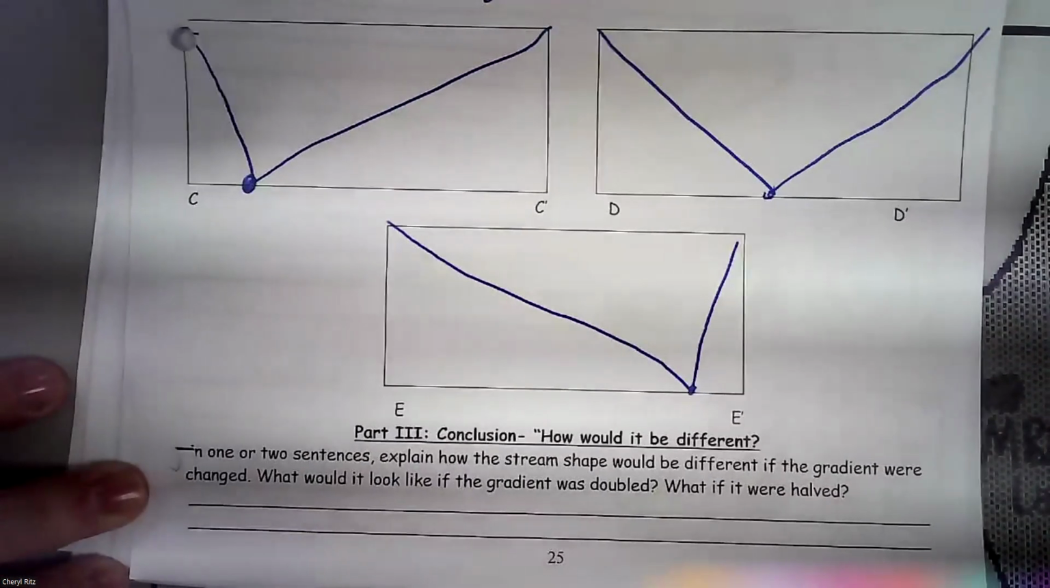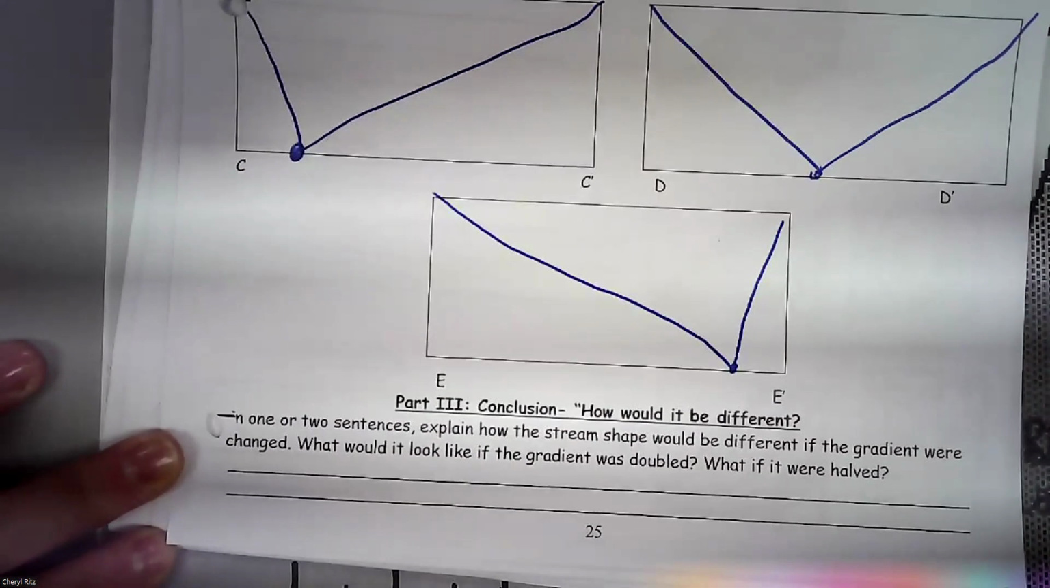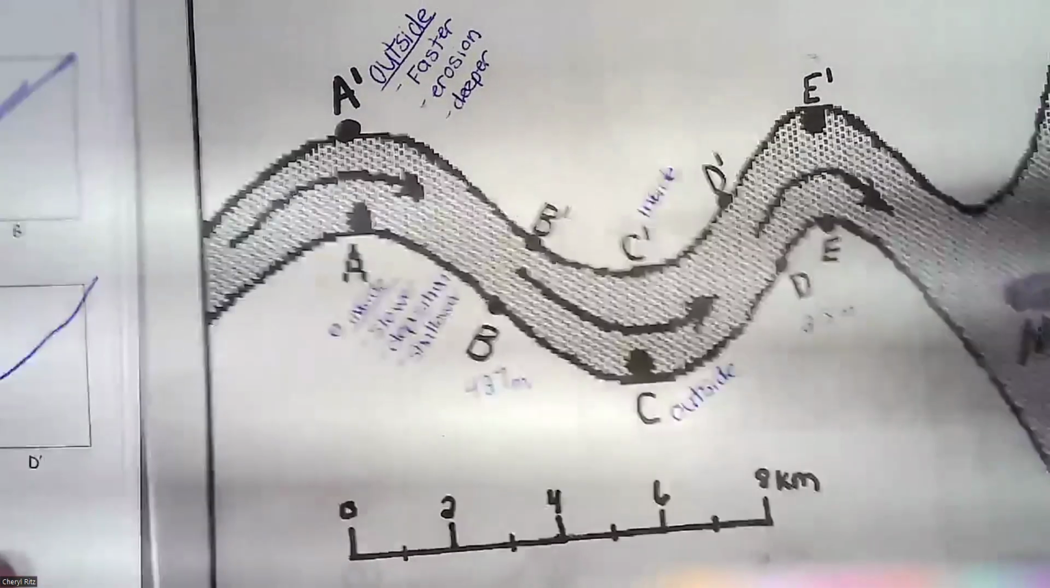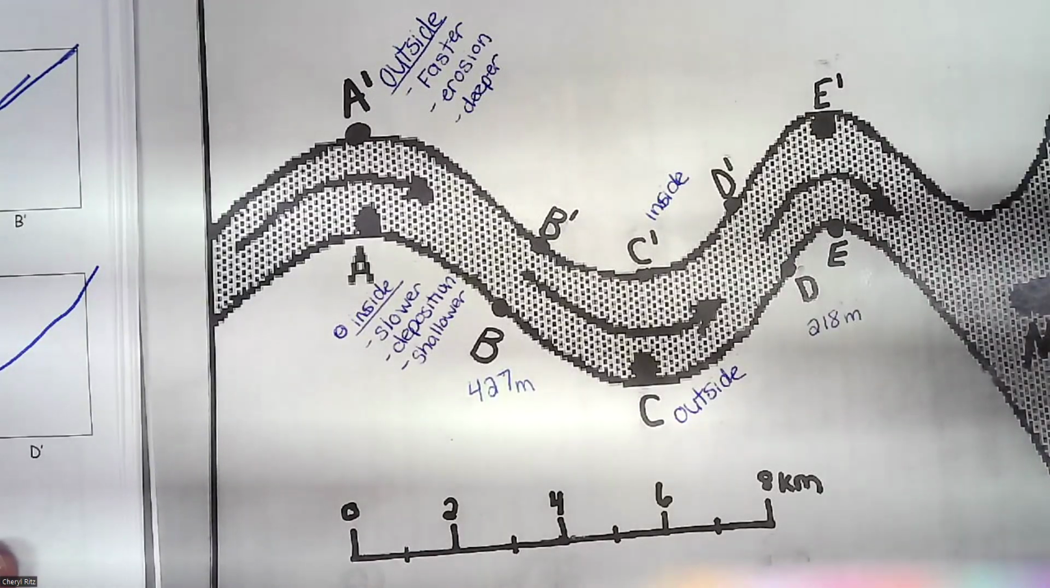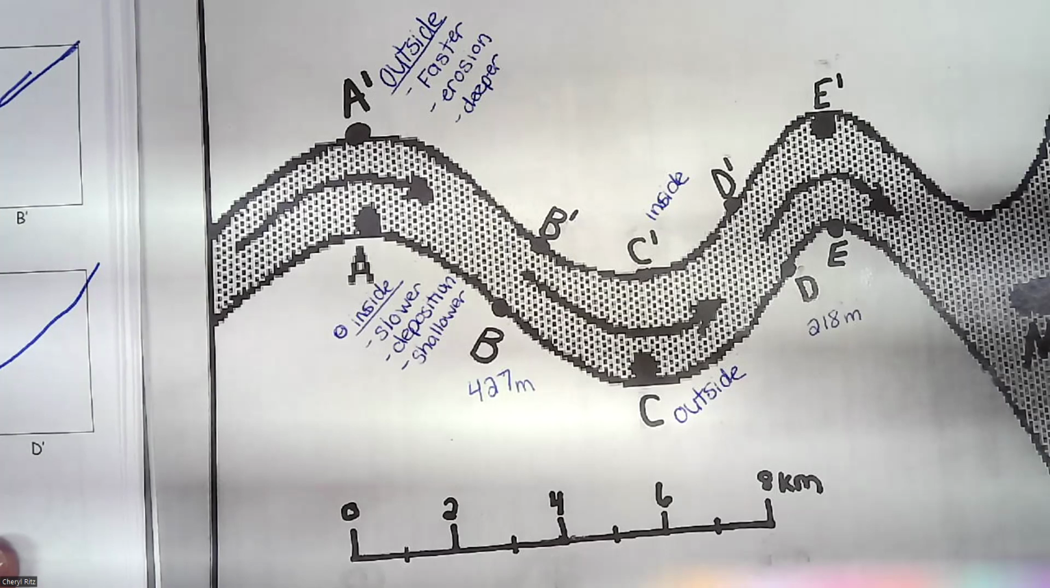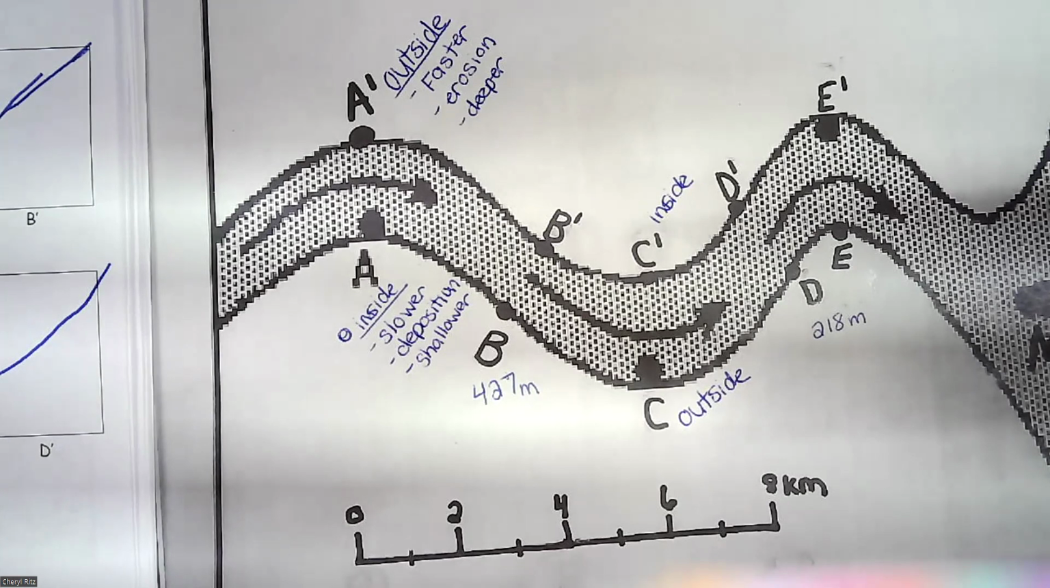Perfect. All right, one last concept here is, in 1 or 2 sentences, explain how the shape would be different if the gradient were changed. What would it look like if the gradient was doubled or if the gradient was cut in half? How would this river change? How would the bottom of it change? You got it, Sean. In fact, we haven't even talked about this yet, so we'll actually hold off on that. I just wanted to make sure you guys were able to draw them.